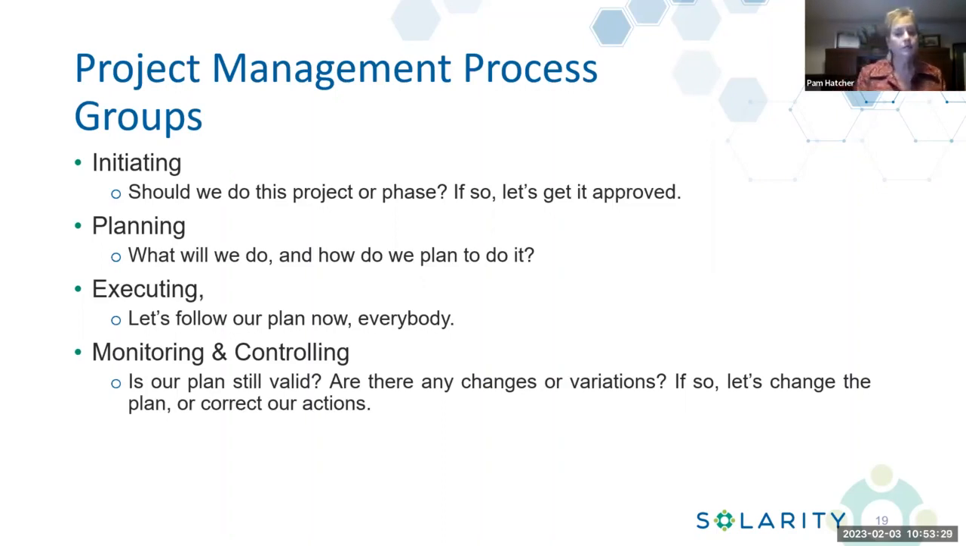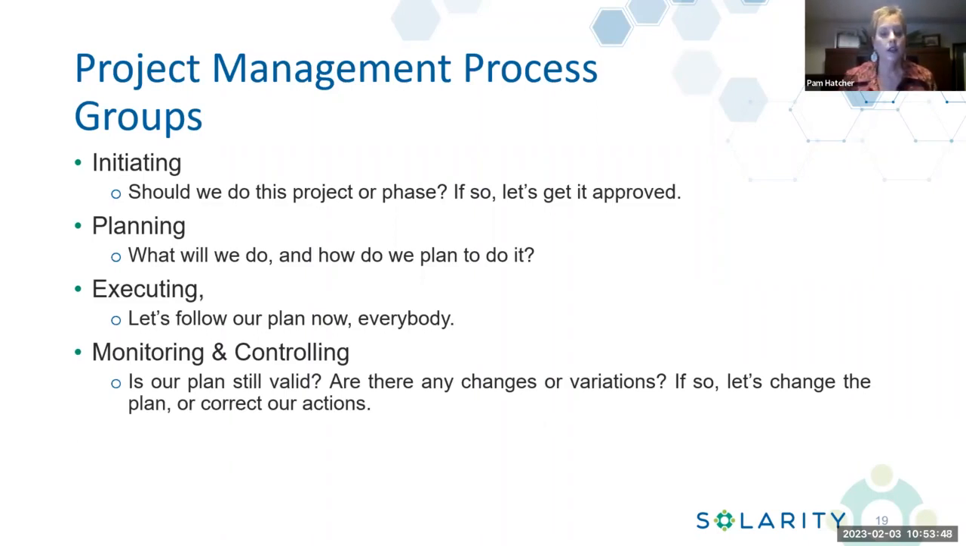Monitoring and controlling. Is the plan still valid? So we're monitoring what's taking place and we're trying to see what changes have happened. Is there a variation to what we started with, and if that changes, what do we need to correct along the way and how do we need to adjust?